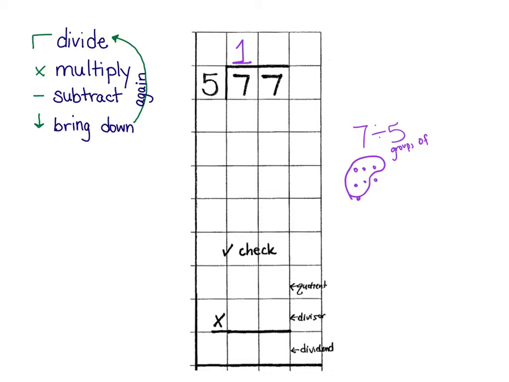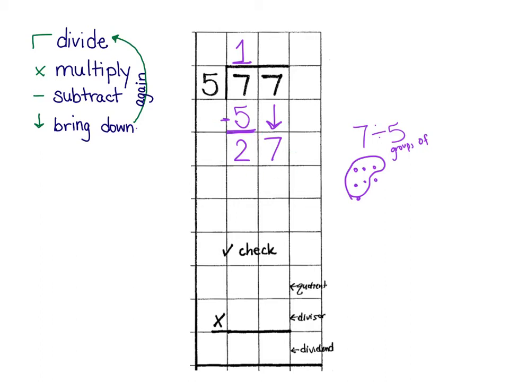Then after we divide, we multiply. 1 times 5 is 5. Then we subtract. 7 minus 5 is 2. Then we bring down the 7. Now, how many groups of 5 are in 27?